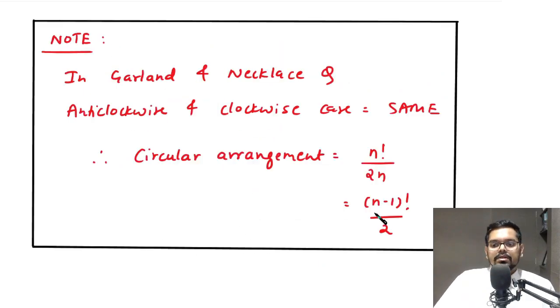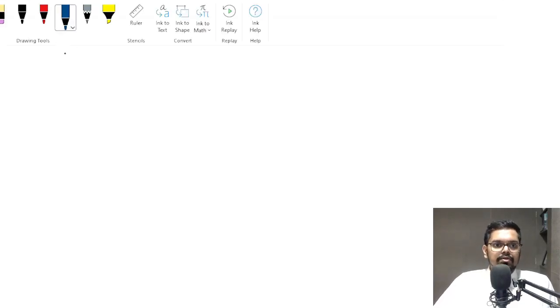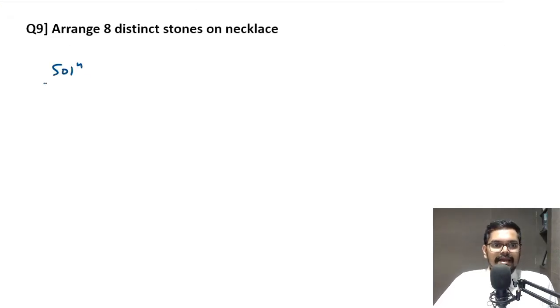So this is how we are doing it. Same formula, n factorial by n, just you are dividing by 2 to avoid the repetition. I hope you got this idea. If you got this idea, try this question: arrange 8 distinct stones on a necklace. You know very well that in a necklace question, repetition you have to avoid, so that extra 2 will come in the denominator.